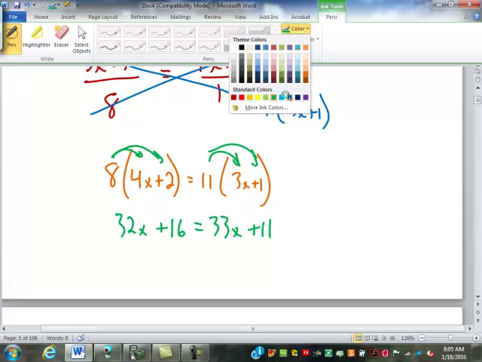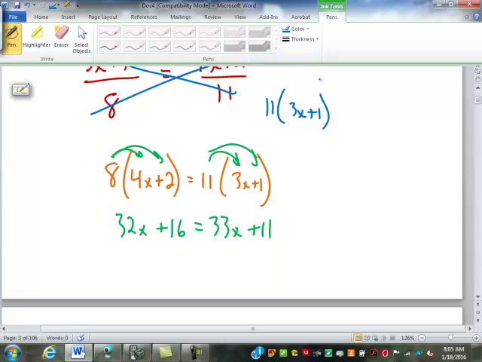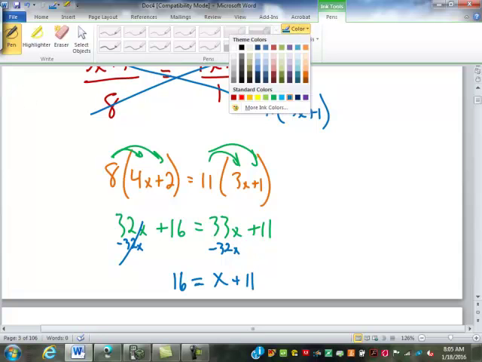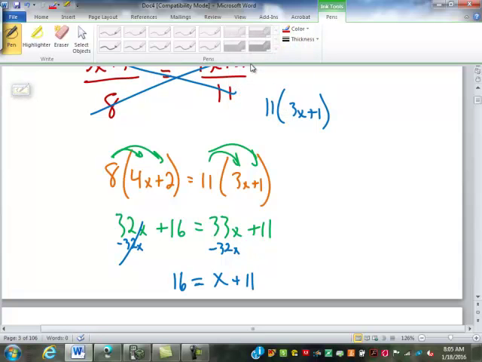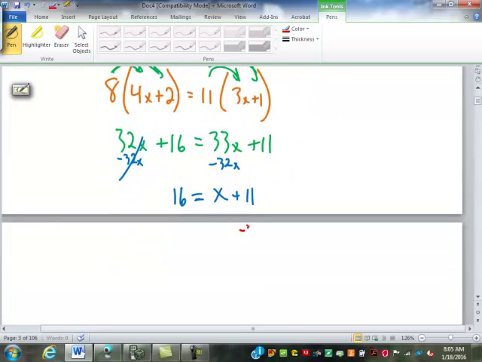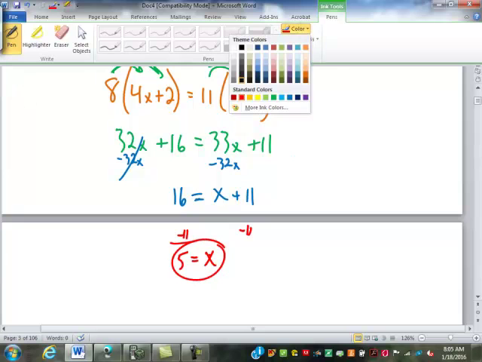And then we solve. We have to get rid of one of the x's. We usually get rid of the smaller one, which is the 32x. That's gone. Subtracting 32x on the other side. We're left with just 16 here. 33 minus 32 is 1x, or just x, plus 11. And then subtract 11. 5 equals x. And that'd be all.